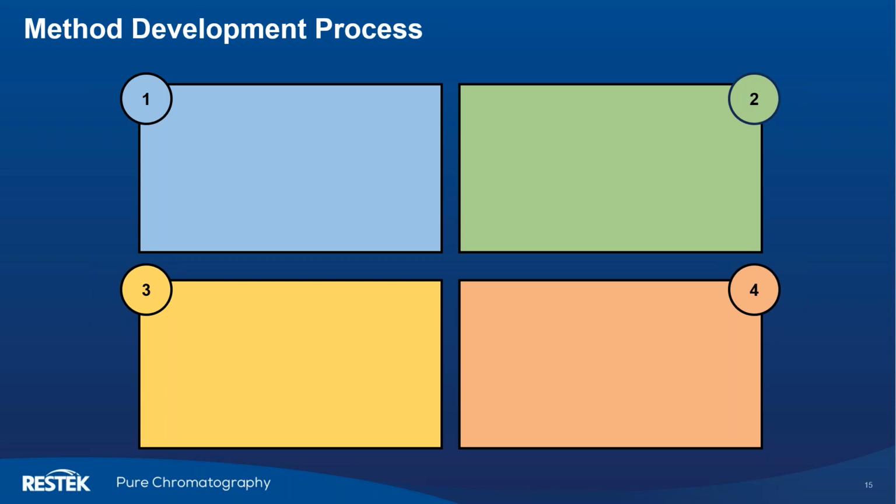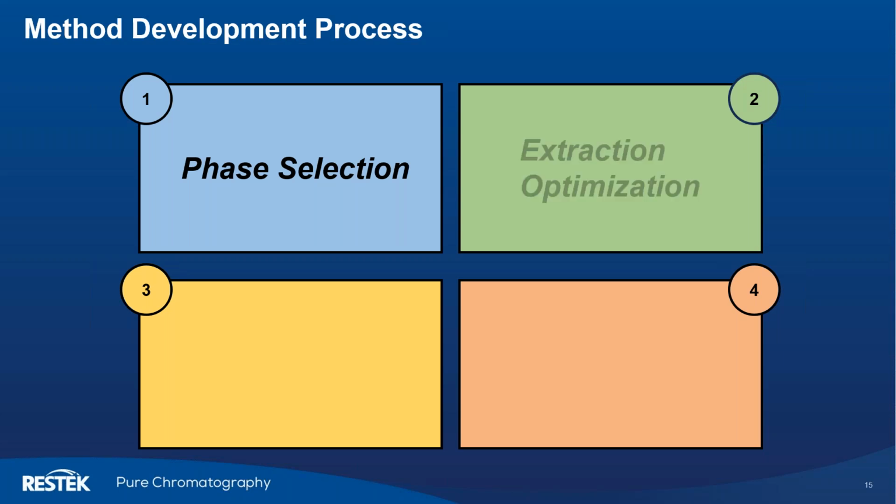So the process that I frequently use whenever I develop a SPME method starts with phase selection, right? I want to first identify a phase under some generic conditions that can help me extract my target analytes, again, hoping to eliminate that background noise of analytes that may be creating interferences.